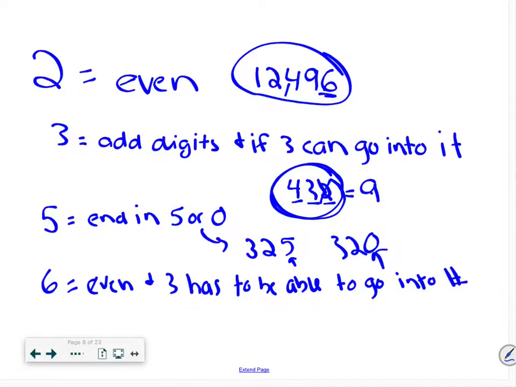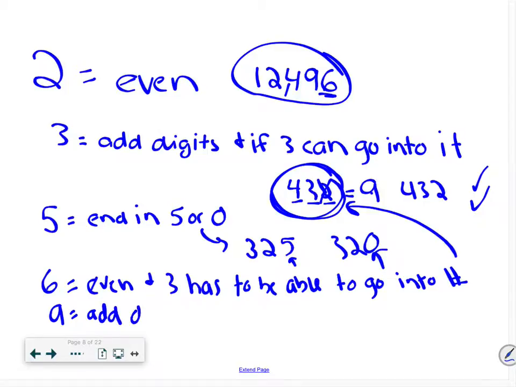Okay, so say we have, for example, 432. It's even, check, and 3 can go into it, so that means 6 can also go into it. And my last one is 9. It's the same rule as 3, but you have to add the digits and then divide by 9, okay? And if it works, then you're good to go.